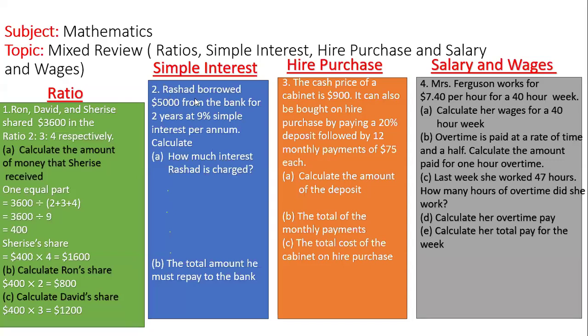Read number 2. Rashad borrowed $5,000 from the bank for 2 years at 9% simple interest per annum. Calculate how much interest Rashad is charged, and the total amount he must repay to the bank. Very good.